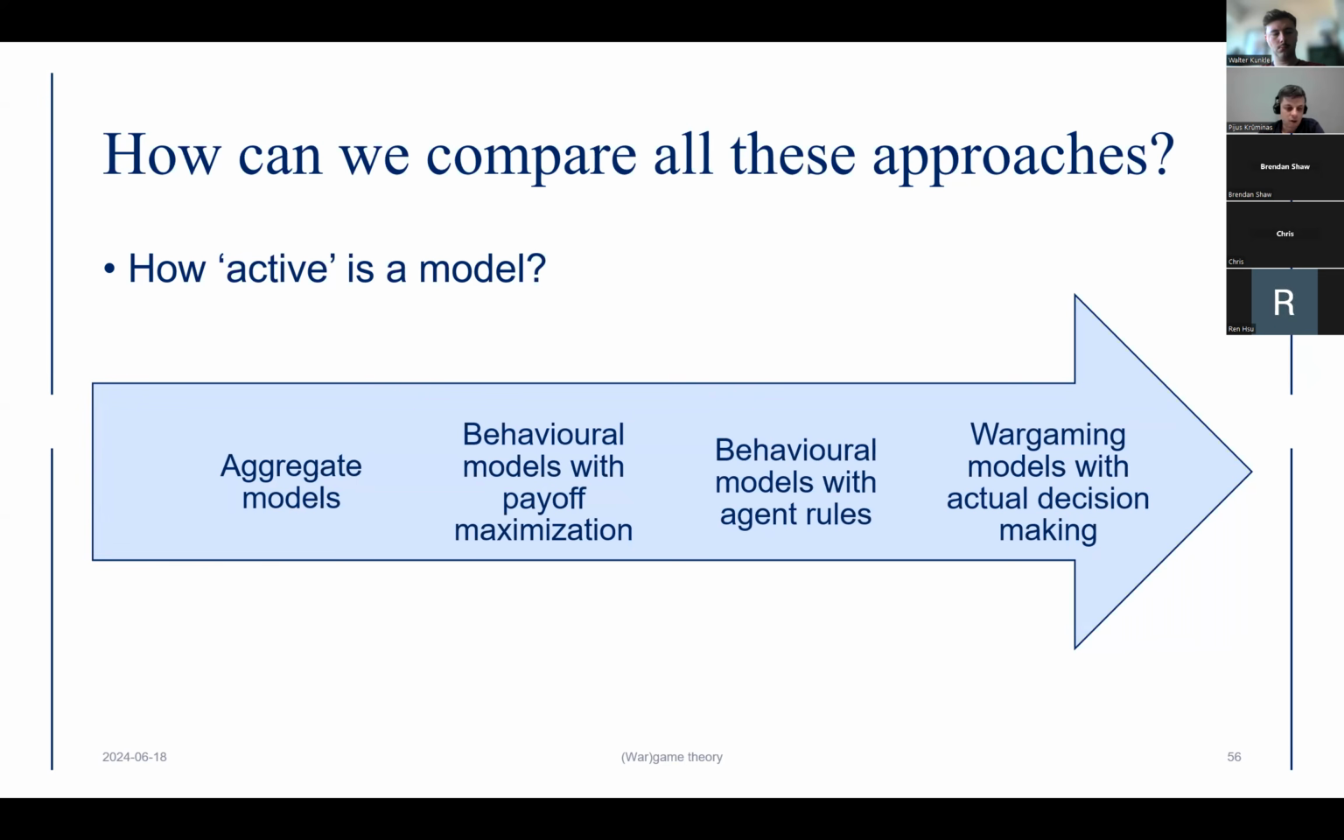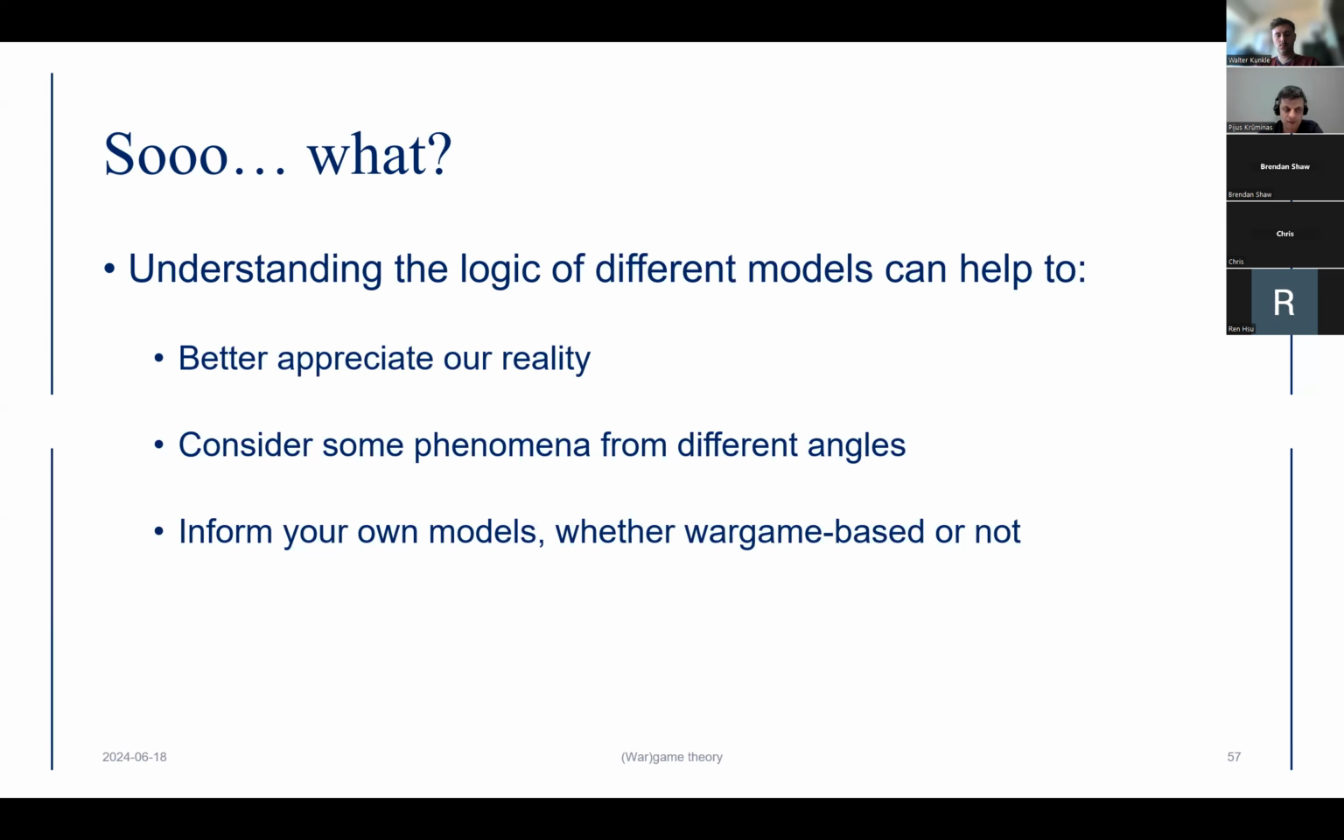leading from aggregate models talking about relationships, not about individuals, to individuals modeled through game theory, which look mostly, not only, but mostly at payoff maximization or optimizing decisions. Then you can look at agent-based models, which are more flexible in terms of agent behavior, giving them rules instead of just trying to find an equilibrium situation. So again, the model becomes a bit more active, finally going to wargaming models with actual decision models incorporated, because humans make decisions there, making the game more active.